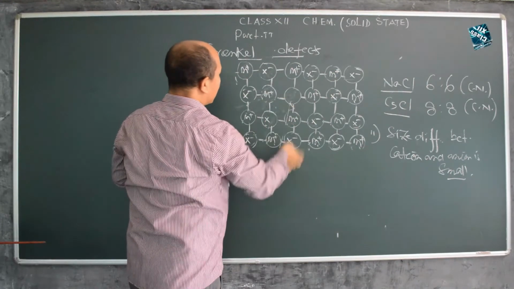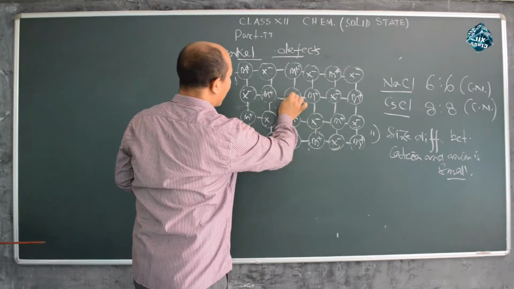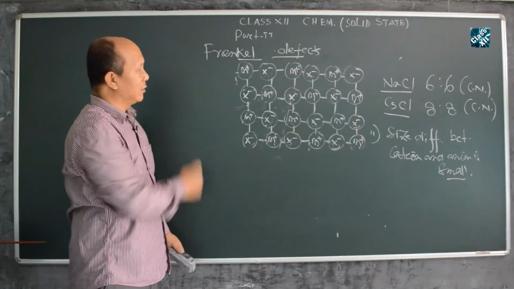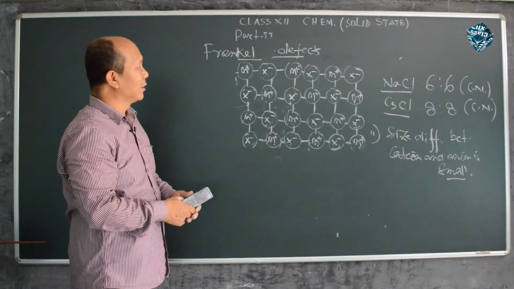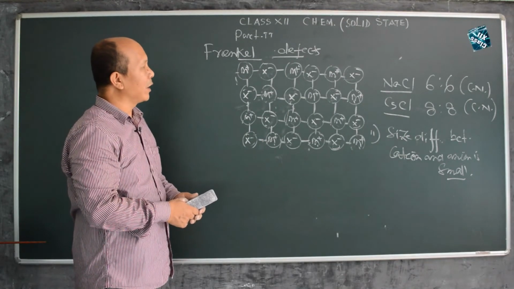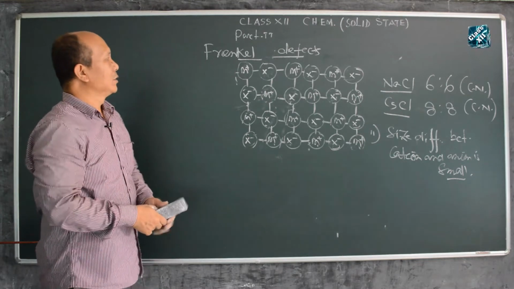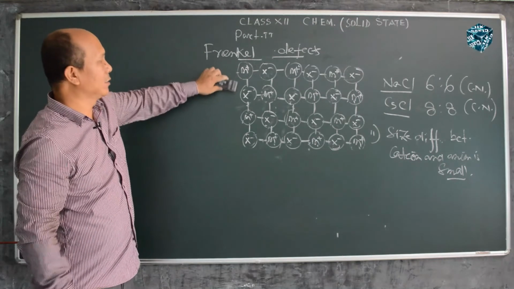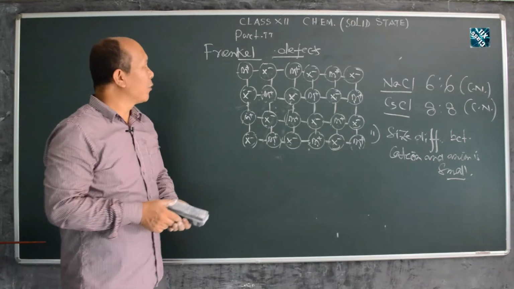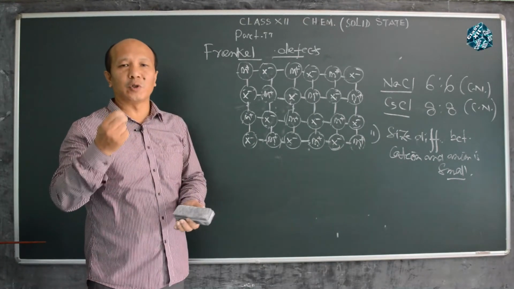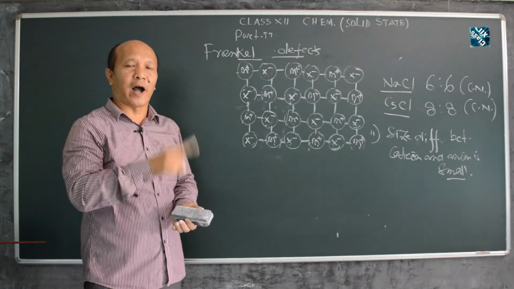Constant particle though, m plus x minus. In an ideal crystal, Frenkel defect. A Frenkel defect occurs in ionic crystals where the ions have a cation and an anion, and usually the cation is the small-sized ion.